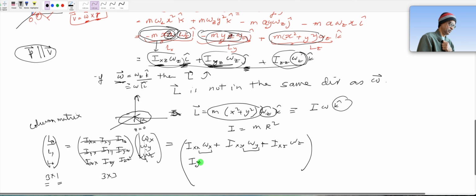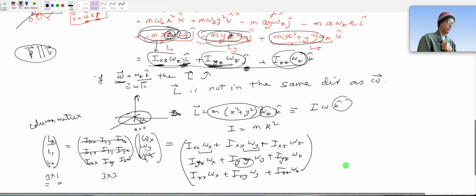I'm in the y row, so I_yx omega_x plus I_yy omega_y plus I_yz omega_z. These are indices. This is not a y coordinate. Okay, so make sure you don't get confused with x and y. I_zx omega_x plus I_zy omega_y plus I_zz omega_z. So now we can say L_x is this.